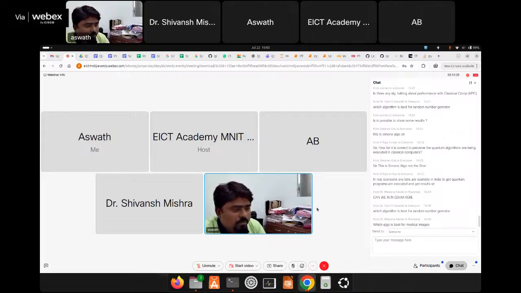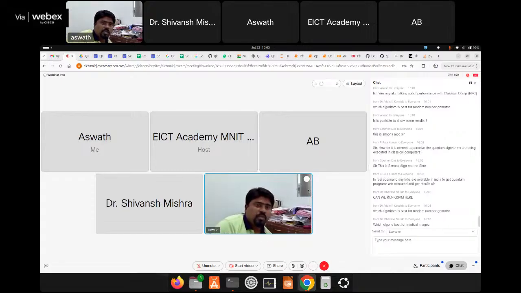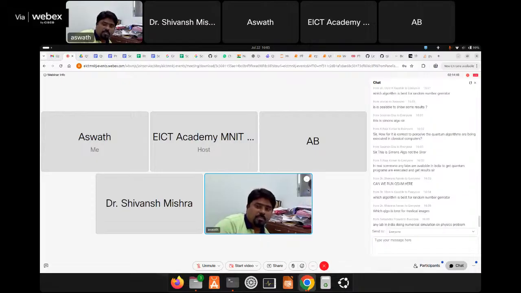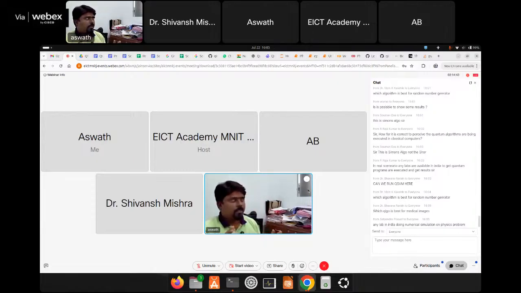Which algorithm is best for medical images? For medical image processing, I think people are starting with VQE and then HHL and QAOA. Basically, you take data and you are trying to find a minimum energy, or some minimum, of that particular data. So they convert that data into a Hamiltonian and find the energy eigenvalues of the Hamiltonian. The lowest eigenvalue gives some information about the system. So that is VQE for you. I think we'll touch on that in my next session.